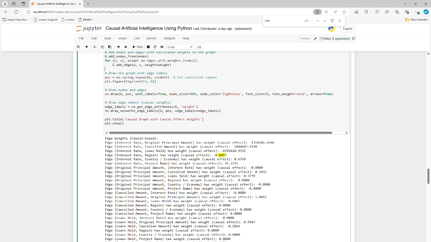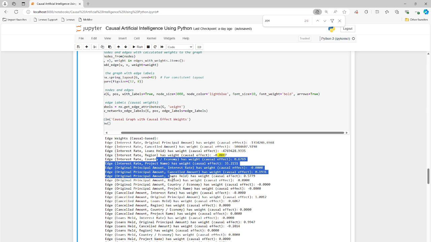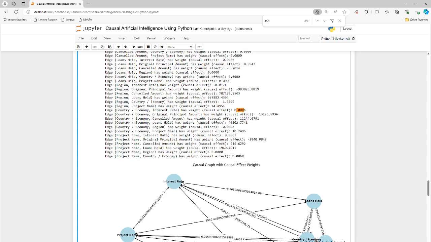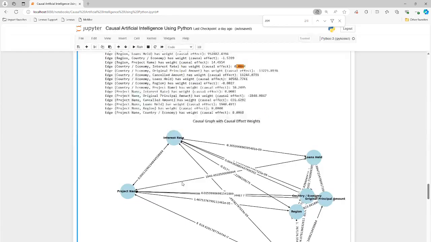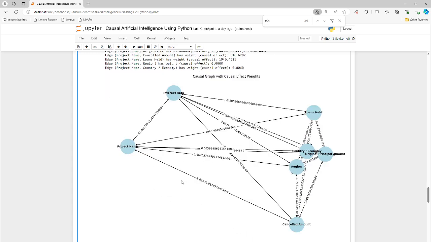So I have interest rate, original principal amount, interest rate, canceled amount, loans held, region, country, project name, and so forth. And then the next relationships, original principal amount and interest rate, canceled amount, loans held, region, country, project name. So we have every possible combination of all of these features that's in our data frame, right? So we see here the plot and the relationships and the strength of the relationships between us. So we have interest rate, loans held, principal, region, project name, country, economy, canceled amount. So pretty cool stuff. We have everything that we need to start to understand the analysis.